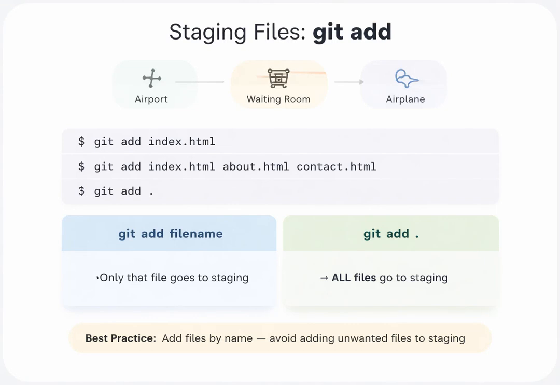Once you have files in your working directory, you need to move them to the staging area before you can commit them. This is the git add command. It's like putting passengers into the waiting room before they board the plane. You can add a single file by typing git add followed by the file name. You can add multiple specific files by listing them separated by spaces. Or you can add everything at once using git add dot. However, the best practice is to add files by name rather than using the dot shortcut. Why? Because using dot adds everything, including files you might not want to commit, like temporary files or sensitive configuration files. Be intentional about what you stage.